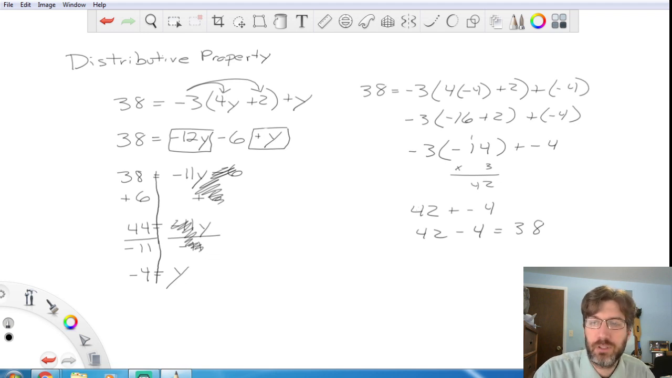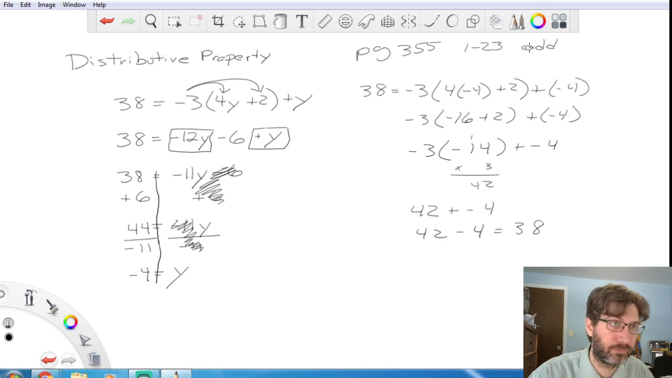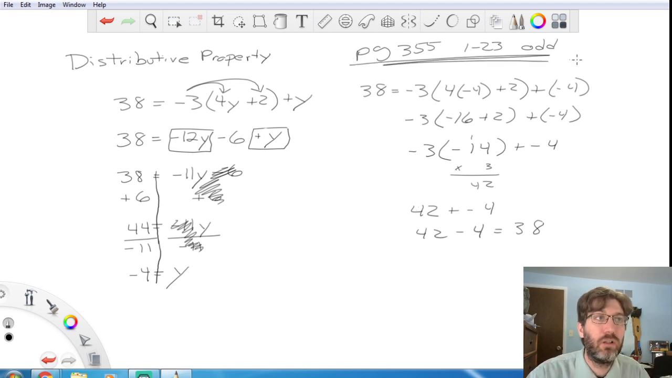That's it for notes for today. Your assignment, which apparently James has started already, is in the book. So it is 1 through 23 odd on page 355, 1 through 23, and do the odd ones, please. And there is an answer sheet in your Google Classroom that you can just type in the answers there as best you can, and then submit that.